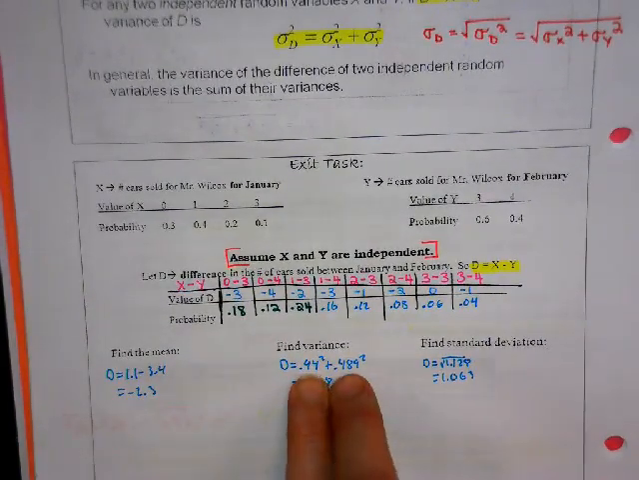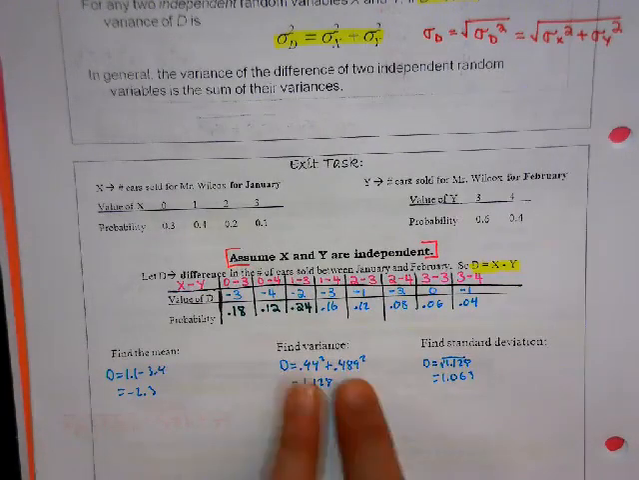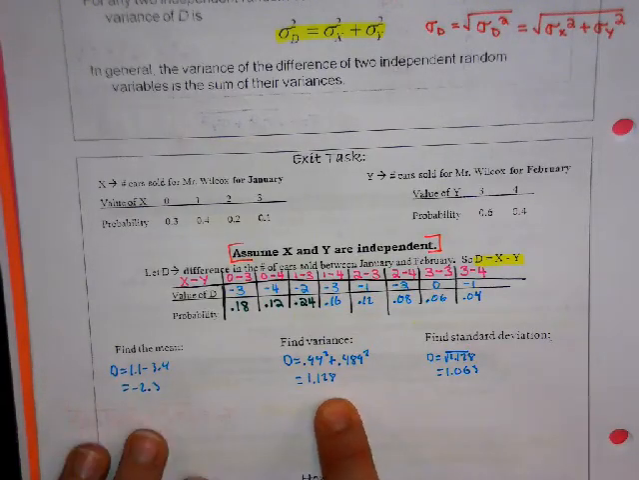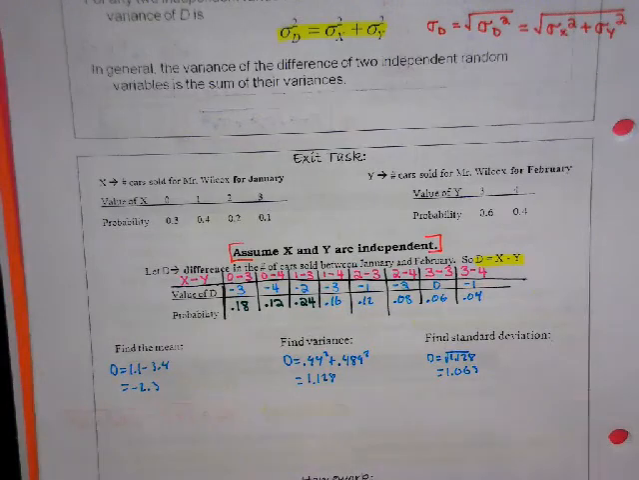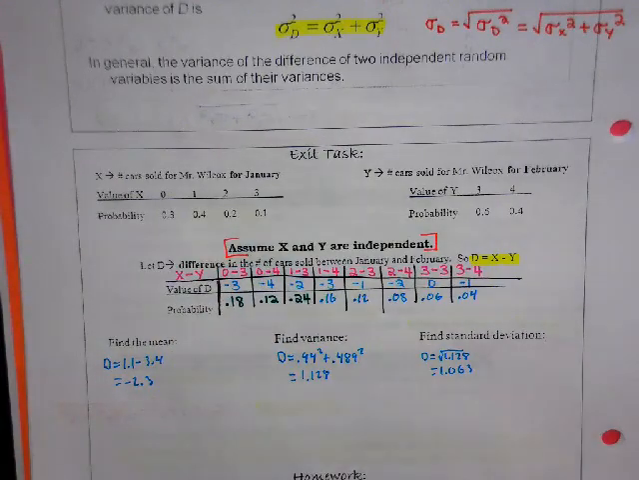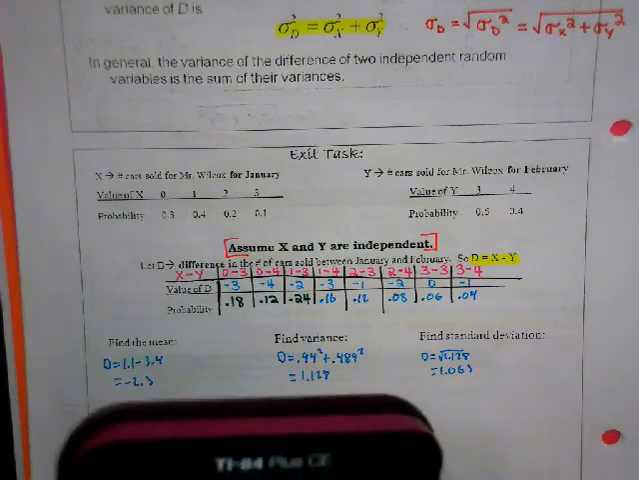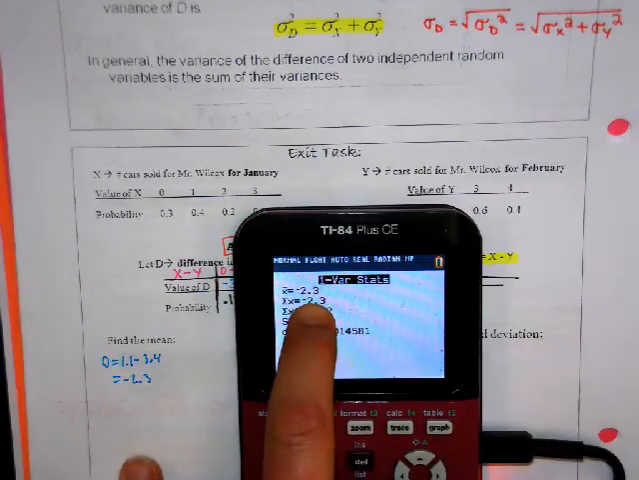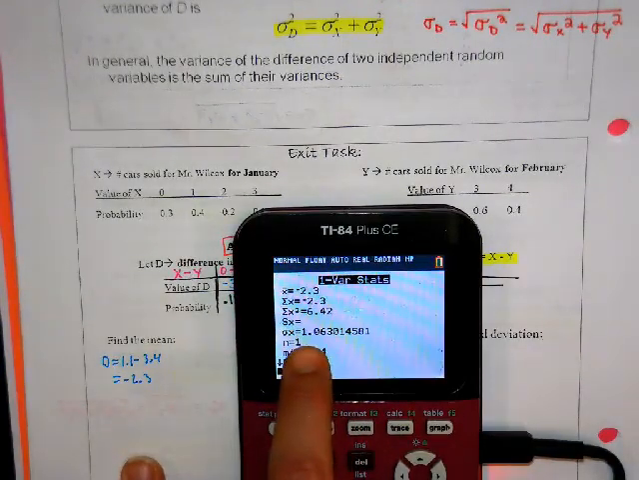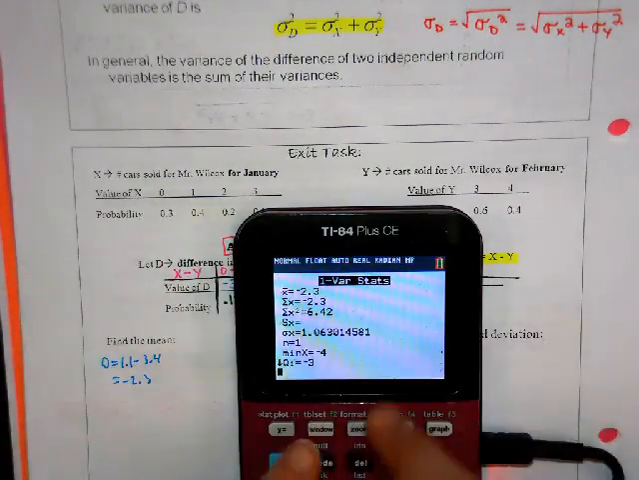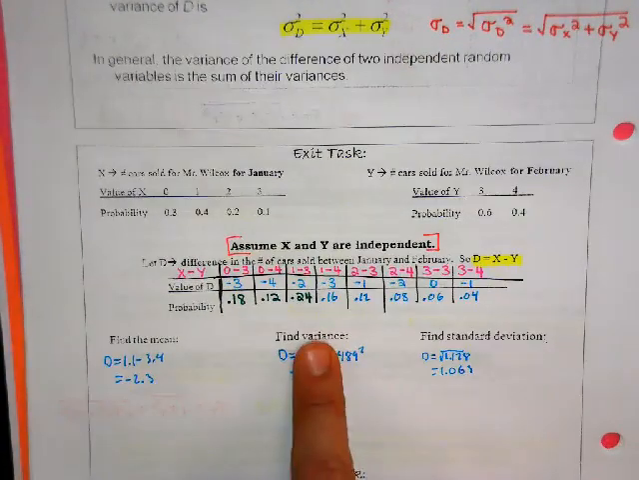Or you could have typed the value of D and the probability into 2 lists and then had the calculator do all that work for you. Negative 2.3, standard deviation 1.063. Notice when you have the calculator do the work, it doesn't give you the variance. So if you had the calculator do the work to find the variance, you would take your standard deviation and square it.